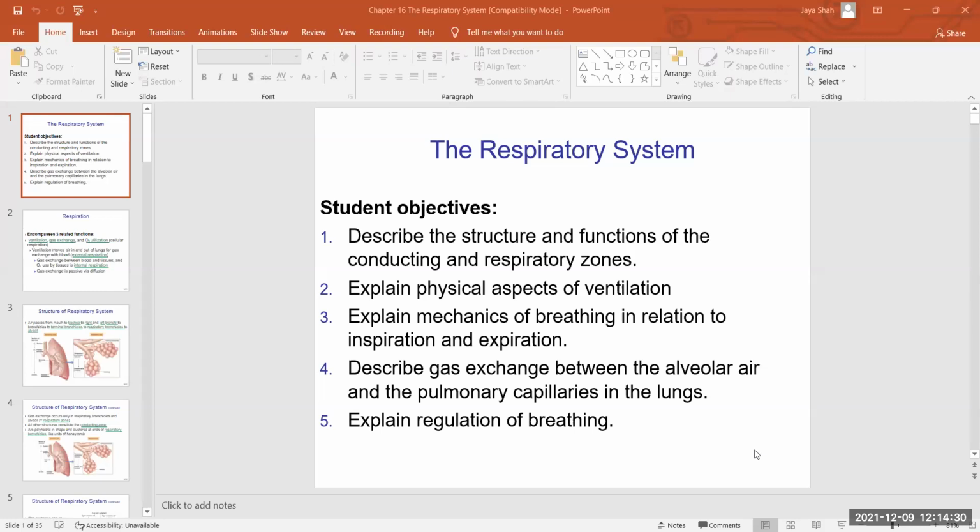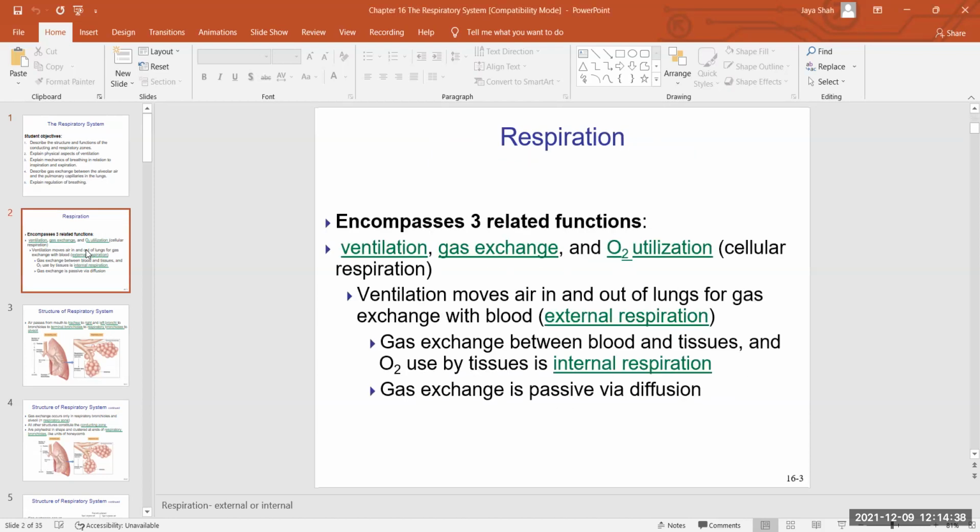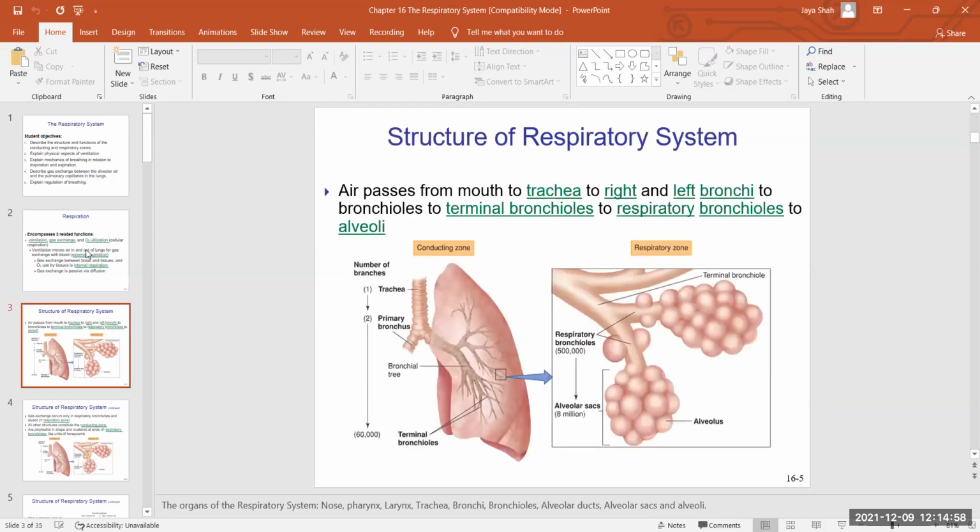Now the respiratory system. In this system, first the structure of the respiratory system and the three related functions of respiration, which are ventilation, gas exchange, and O2 utilization, and most importantly, differentiate between external and internal respiration. So three terms: ventilation, external respiration, and internal respiration. How are they different from each other?